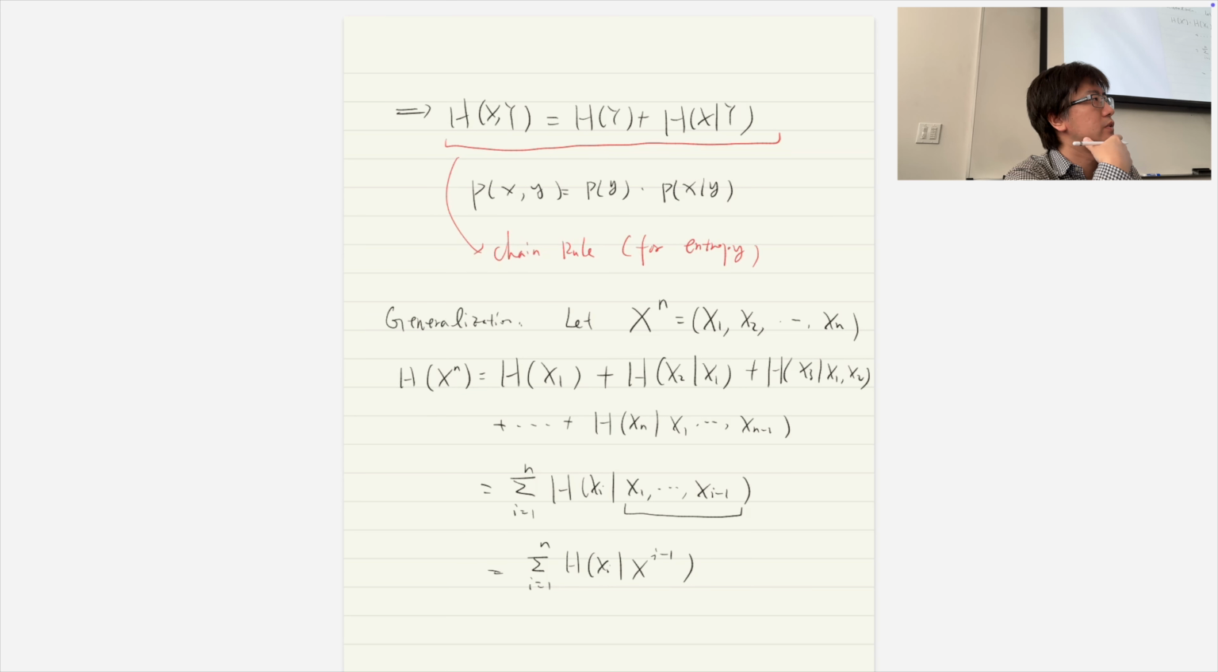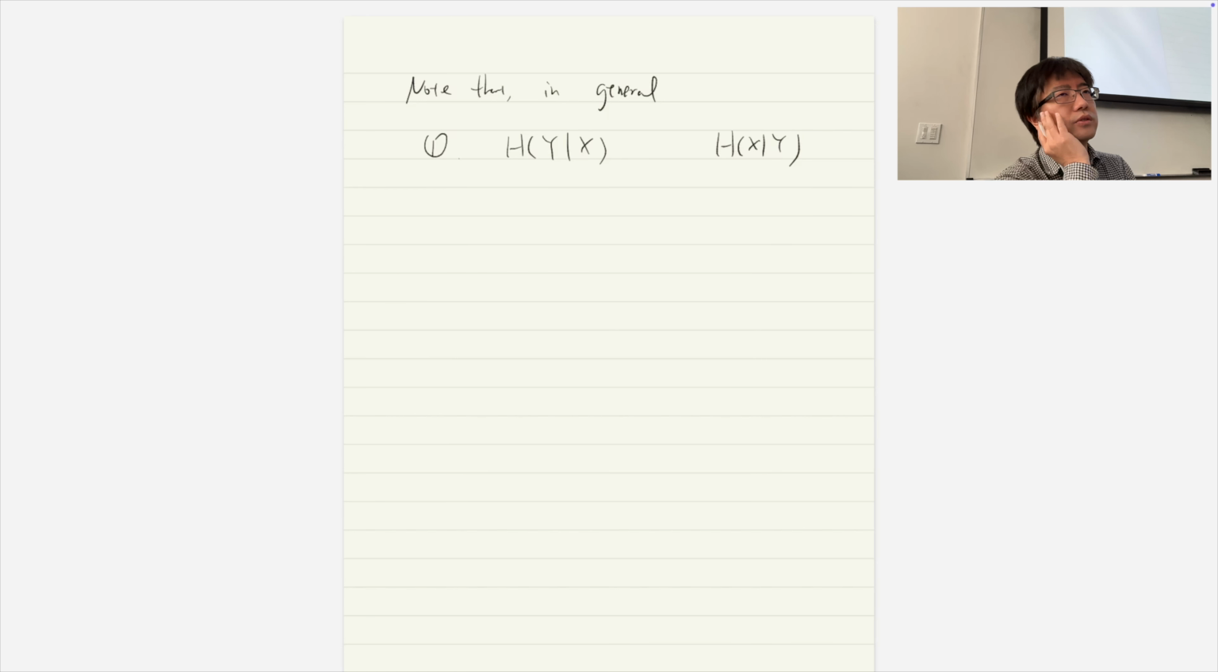Any questions so far? This should be relatively straightforward. So now let's do some discussion here. We need to know that, in general, what do you think about H(y given x) and H(x given y)? Is there any relationship between those two quantities? Should they be the same, or should one be bigger than the other, or vice versa? First, should they be the same? Are they equal?